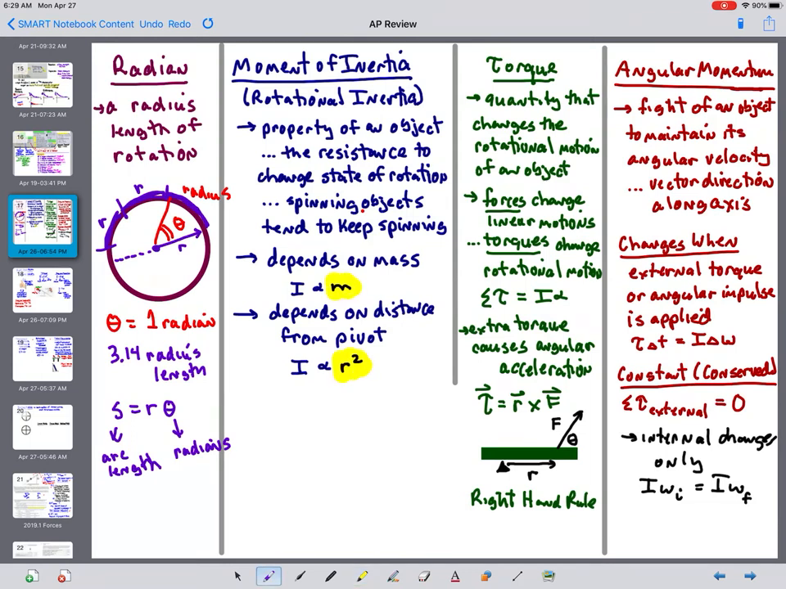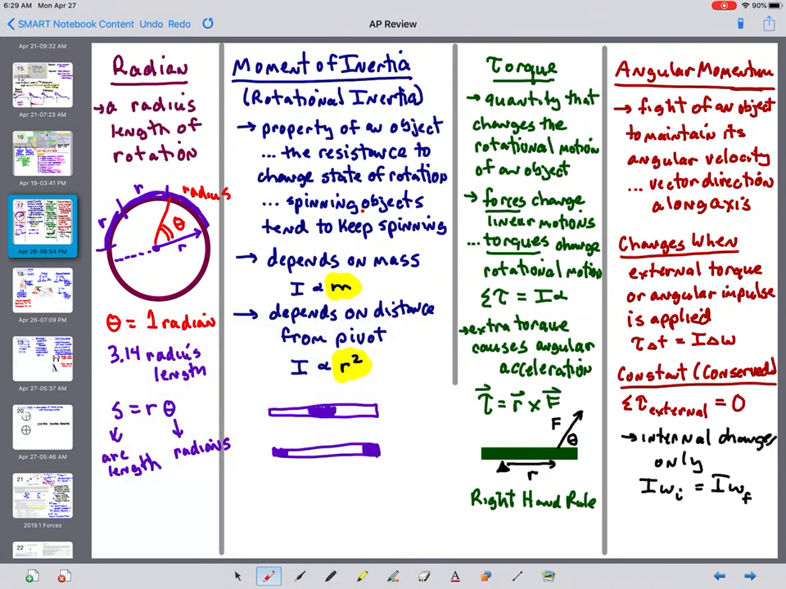And we did the experiment in class whereby I had a couple of cardboard tubes, and one of those cardboard tubes had masses here towards the middle, and one of those cardboard tubes had identical masses out towards the outer ends.